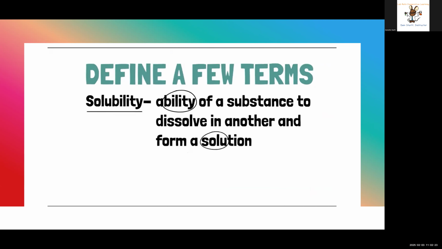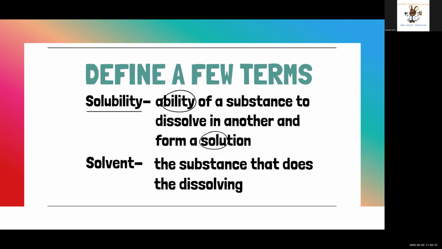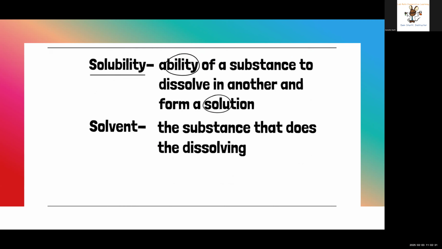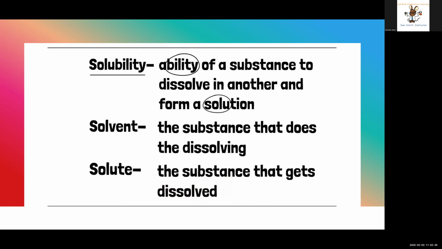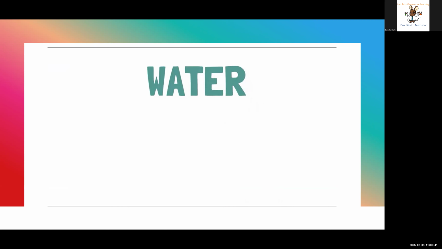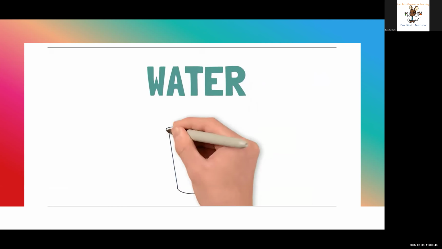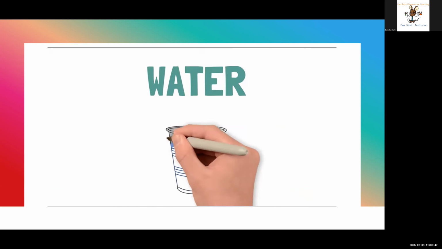Next, we have solvent. A solvent is the substance that does the dissolving. In the case of hot chocolate, for example, the solvent would be the water. And lastly, we have solute, which is the substance that gets dissolved. In our previous example of hot chocolate, the hot chocolate mix would be the solute. Overall, water is a great example to use when talking about solubility in dissolving substances, and is one that we're likely most familiar with. But what actually happens when we dissolve something in water?